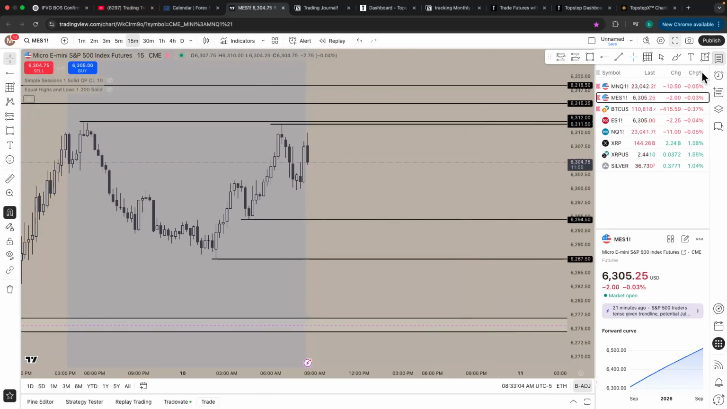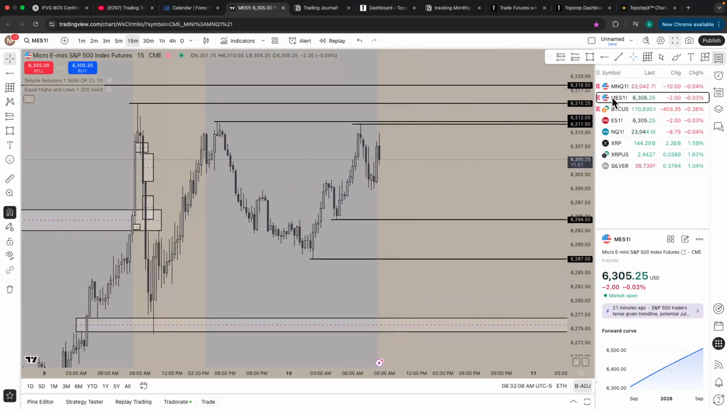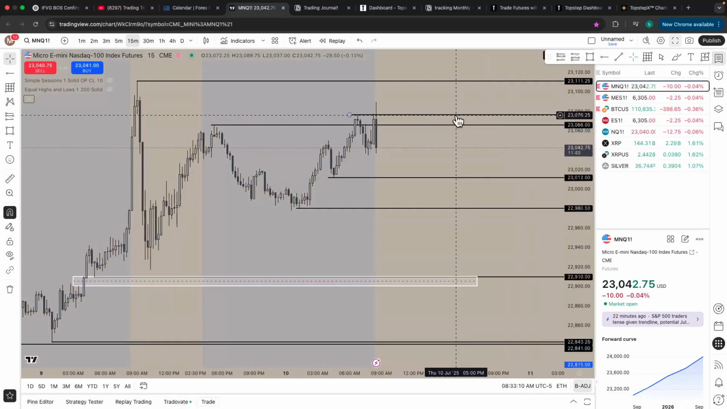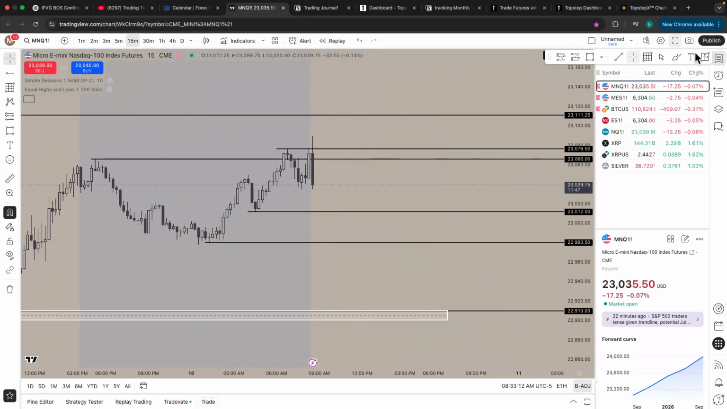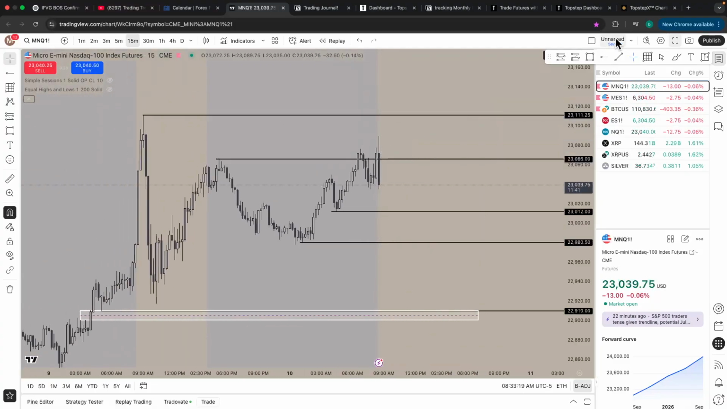We'll see exactly what this does, but yeah, ES. Right now I'm wanting to see it take out those highs. NQ already dead. That's literally an S&T, is it not? Let's just mark this out. Hold up. We have that right there.